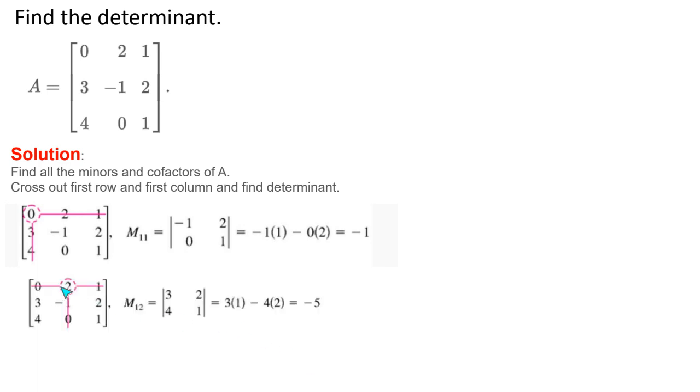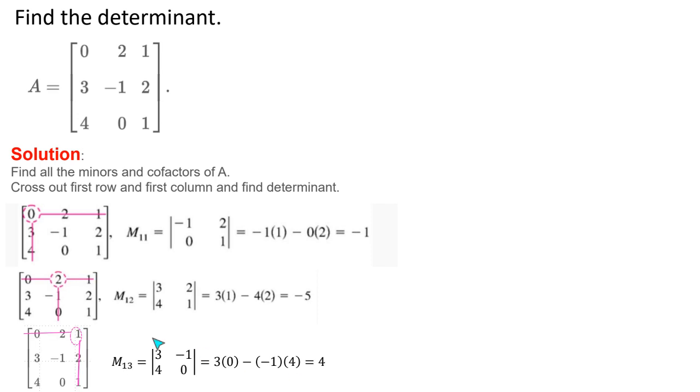Now I'm going to use this second number and cross out the row and the column where that number is located. And if you notice, we have 3, 4, and 2, 1. That becomes our smaller 2 by 2 that we can use. So 3 times 1 and 2 times 4. 3 times 1 is 3, minus 8 gives us negative 5.